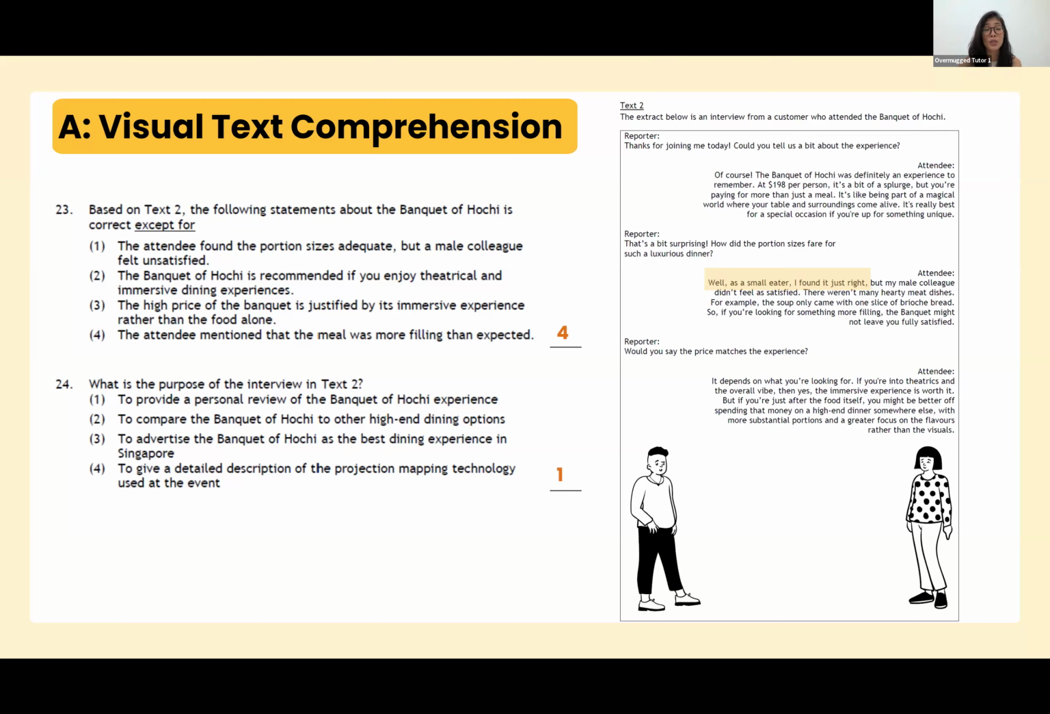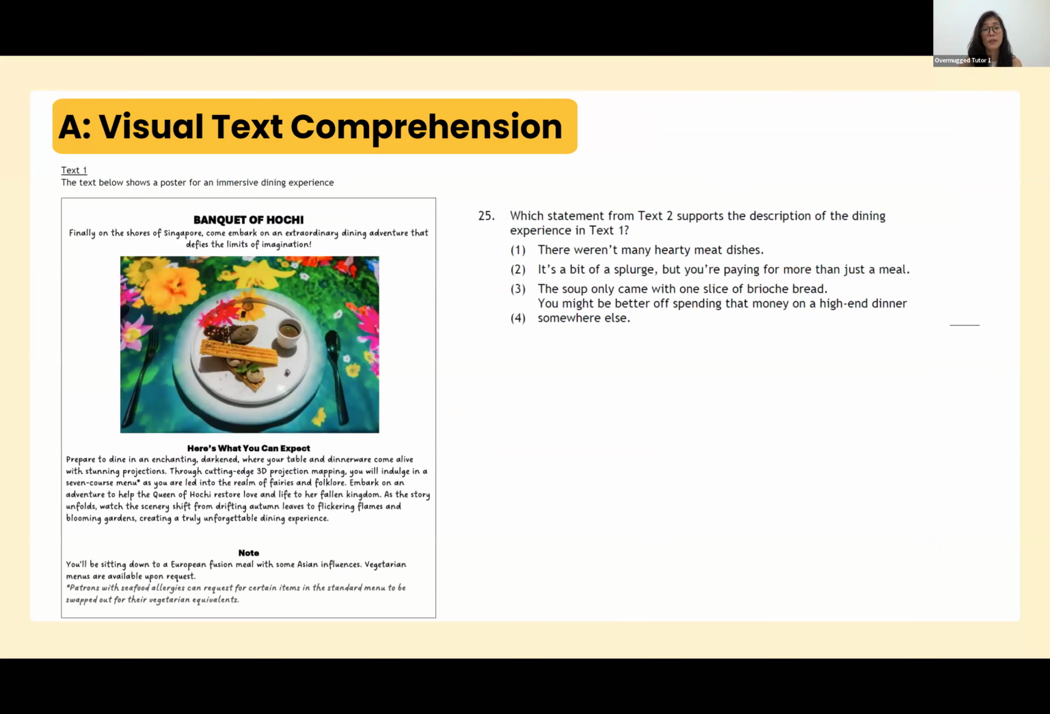That brings us to the last question, question 25. Now, question 25 requires you to take text 2, text 1, and compare them across. So in this case, you are supposed to find a statement from text 2 that describes the dining experience of text 1. If you look at text 1, the following phrases highlighted here tell you about the dining experience. So all of these positive phrases tell you that the most appropriate statement from text 2 will be option 2. It's a bit of a splurge, but you're paying for more than just a meal.